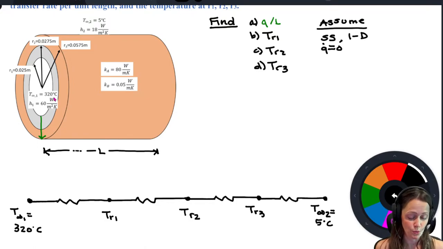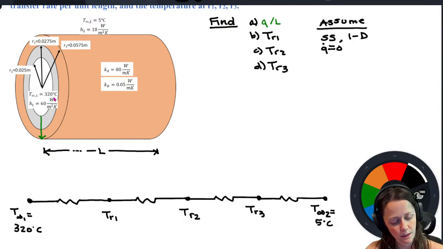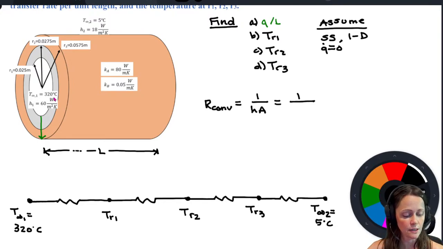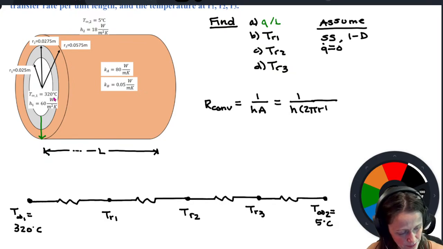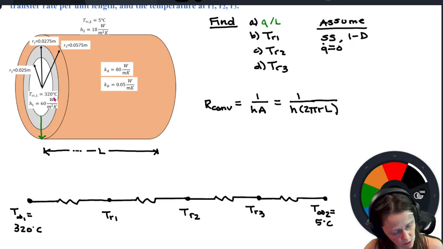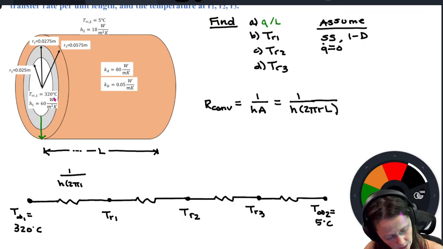Then I need to define those thermal resistances. The first one is going to be due to convection. Remember, if we look on our equation sheet, R by convection is 1 over hA. And of course, the area for the inside of a cylinder is going to be 2 pi r times L. We just need to be cognizant of which r we're talking about. So for that first resistance on the inside, it's going to be the inner radius, so it's going to be 1 over h times 2 pi R1 L.